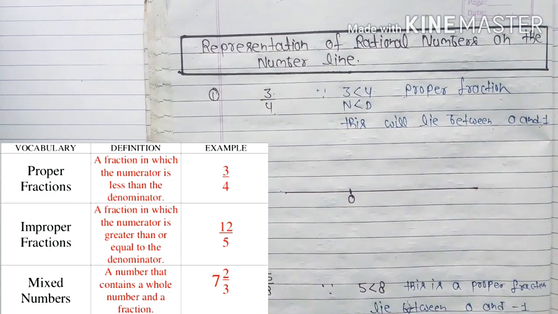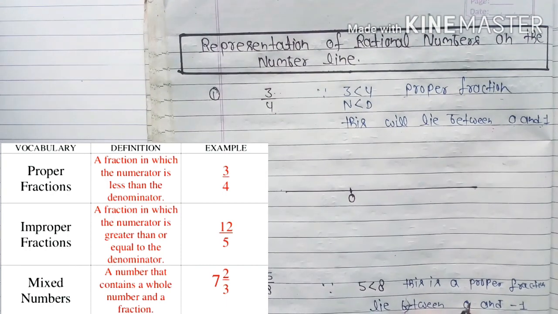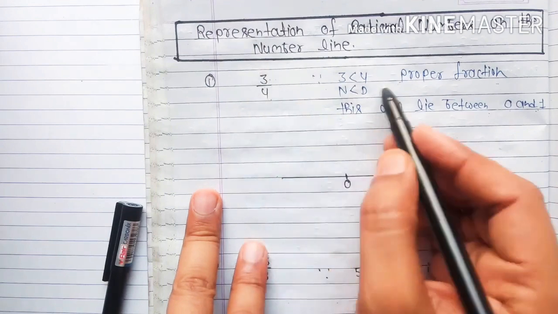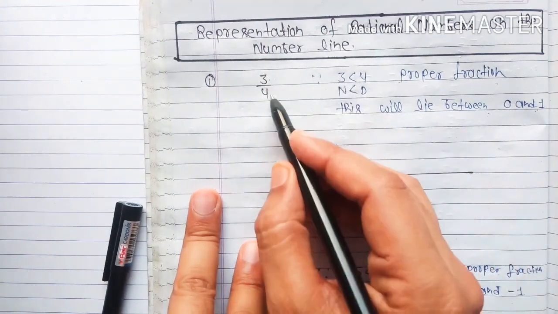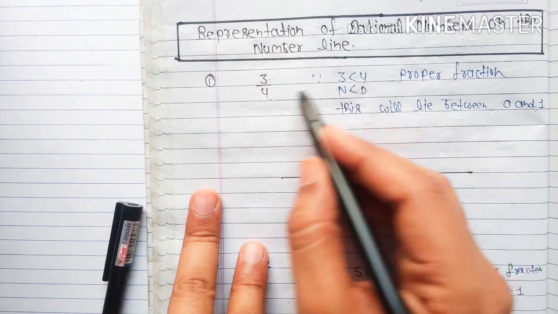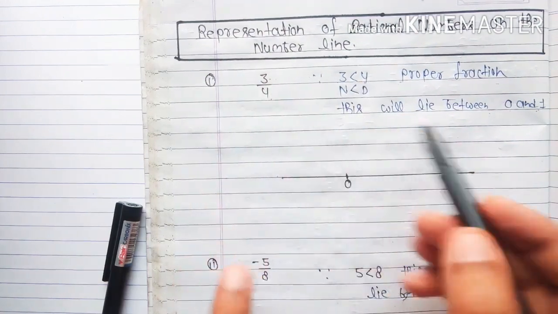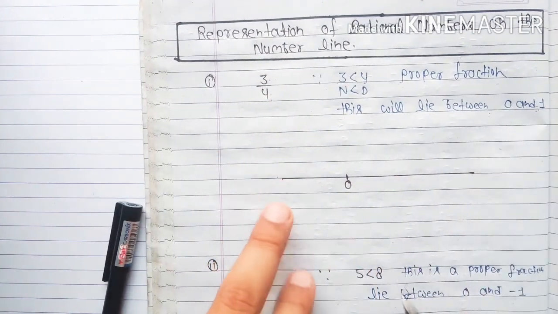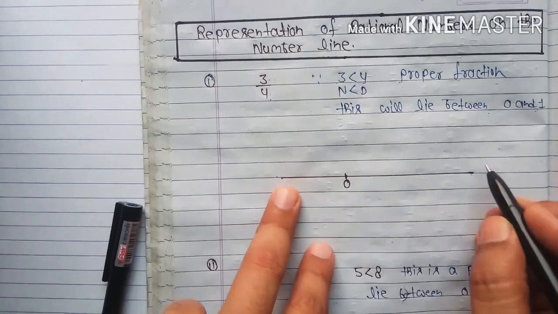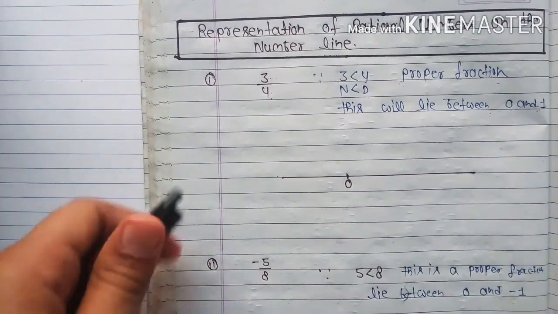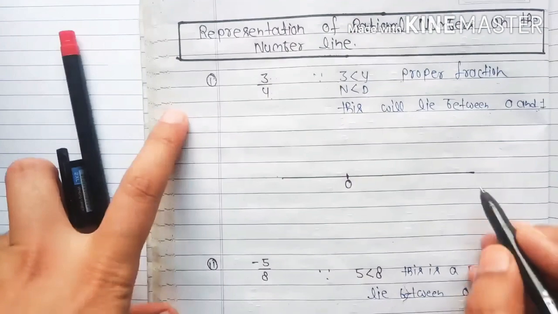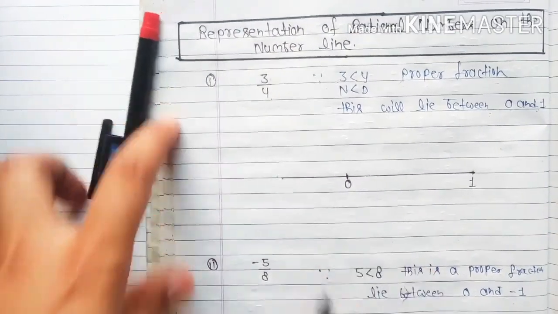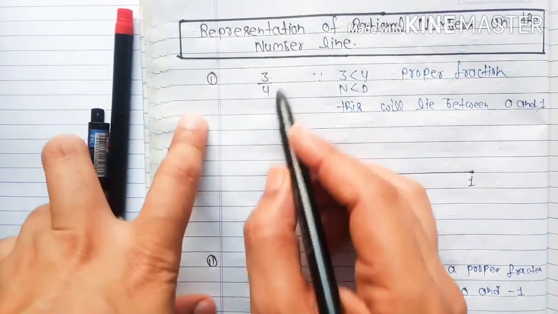Now what is the rational number 3 by 4? We have to represent it on a number line. As you can see, 3 by 4, we know that this is a proper fraction because 3, its numerator, is less than its denominator, 4. Its denominator is greater than its numerator. Proper fractions always lie between 0 and 1. Students, we will start from 0, and there is 1. Now there is 3 by 4.